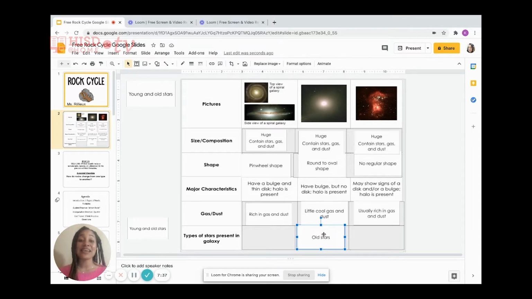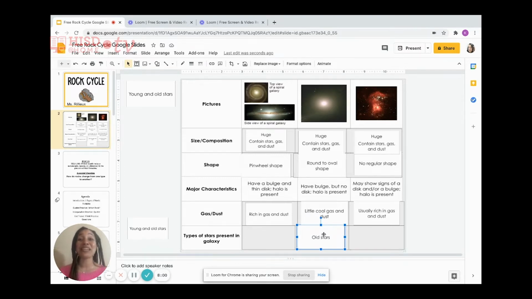Now, let's look at our spiral and our irregular. They both are rich in gas and dust. And anytime a galaxy is composed of rich gas and dust, do we expect to see old stars there, young stars, or a combination of both?